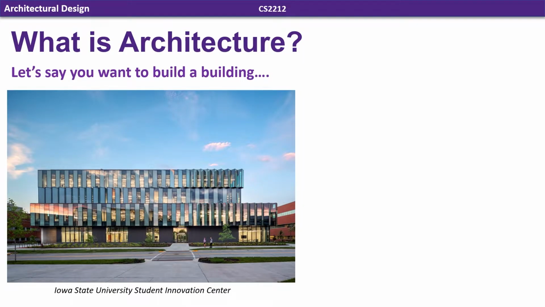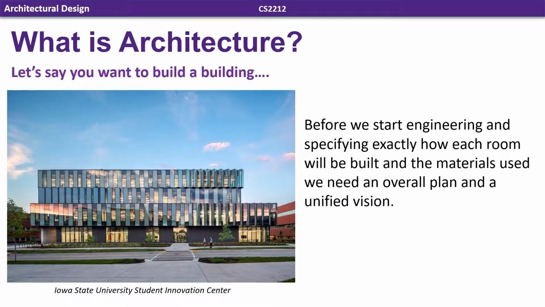When you first hear the words architecture, you probably think about building architecture. And when you want to start building a building, you have to start with a plan. Before we start building, we need to have a unified vision, know what materials we'll use, what rooms the building will contain, and consider the overall shape and outside details of the building. And of course, how it will interact with the environment around it.